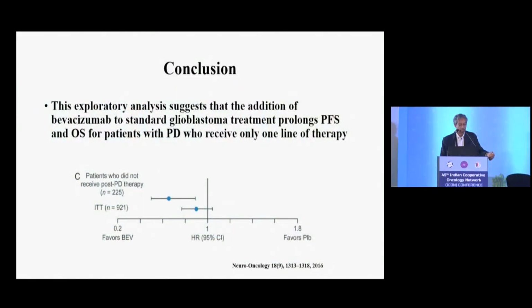That's one of the things. And the point about bevacizumab, this is one of the studies published in Neuro-Oncology in 2016, talking about use of bevacizumab along with radiotherapy and temozolomide. This is upfront, showing you that there is some advantage. The conclusion was that this exploratory analysis suggests that addition of bevacizumab to standard glioblastoma therapy prolongs PFS and OS as well, with those who have received 1 line of therapy.